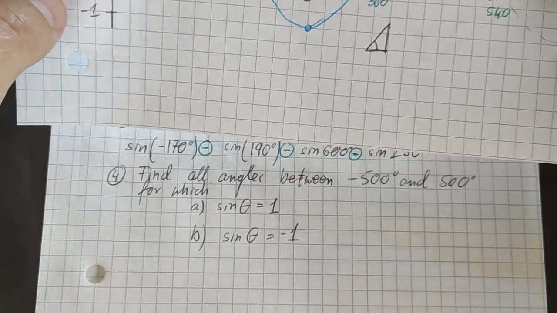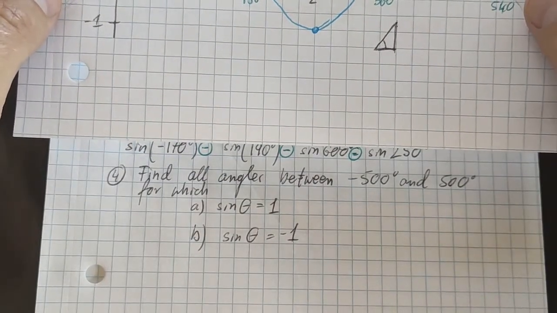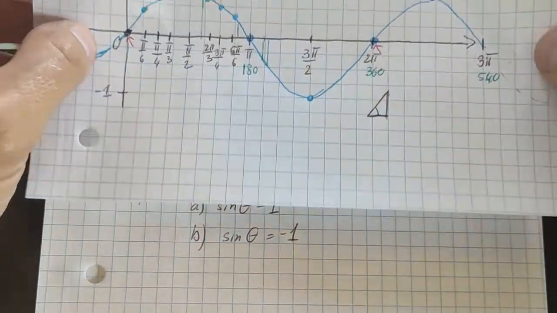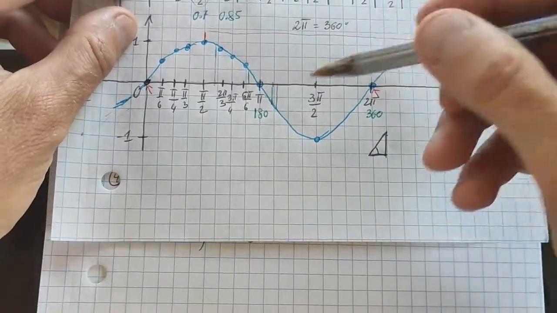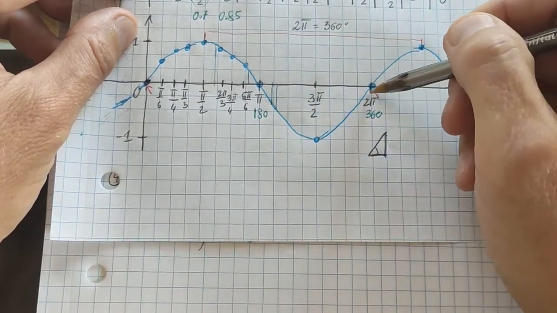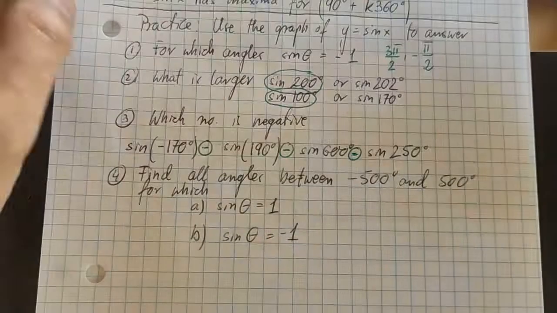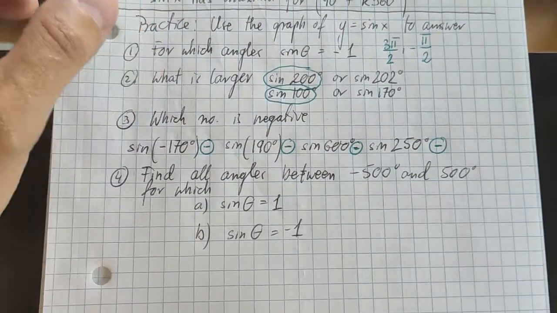Okay, sine of 250. Oh, it's also negative, right? So I'll keep going, passing this 180, but I'm not really reaching that. So it's going to be also negative. They're all negative.